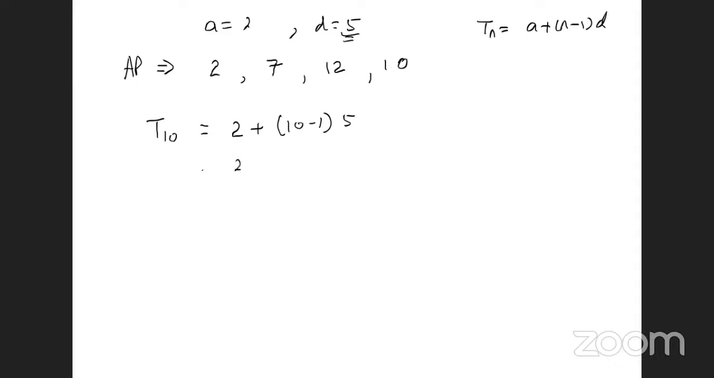Okay? So that's 2 plus 9 times 5. That's what? 47. Everybody get that? Yeah? So we know all the terms, right? Everybody okay with that?